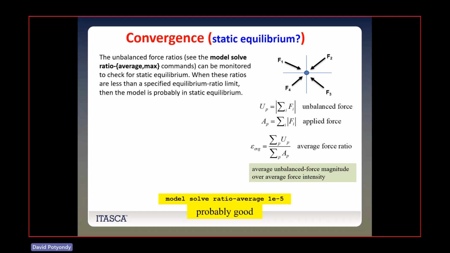That would also be a pain, because you would like some automatic way of doing this. And so we have this concept of a solve command. We give the command model solve, and then there are different criteria to determine whether you are close enough to static equilibrium. One of them is the average unbalanced force ratio. Here's a particle: you sum up all the forces. That resultant force, in PFC, we typically call the unbalanced force, because if it's unbalanced, it's going to make the particle start accelerating.